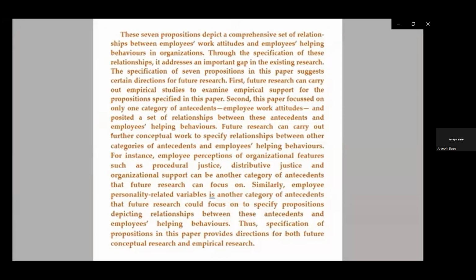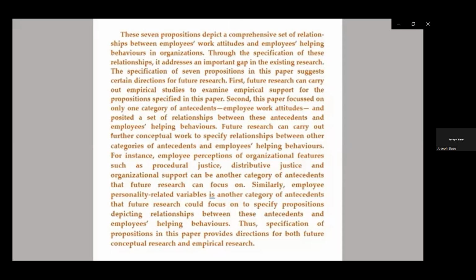The specification of 7 propositions in this paper suggests certain directions for future research. First, the future research can carry out empirical studies to examine empirical support for the propositions specified in this paper. Second, the paper focused on only one category of antecedents, employee work attitudes, and posited a set of relationships between these antecedents and employees' helping behaviors. Now, future research can carry out further conceptual work to specify a relationship between other categories of antecedents and employees' helping behaviors.